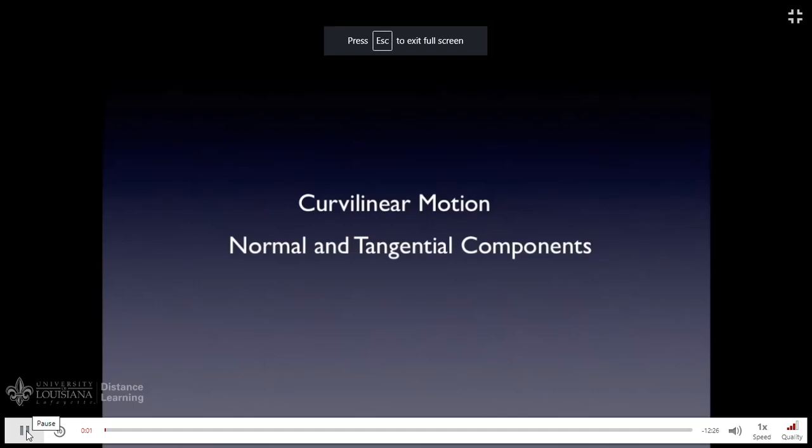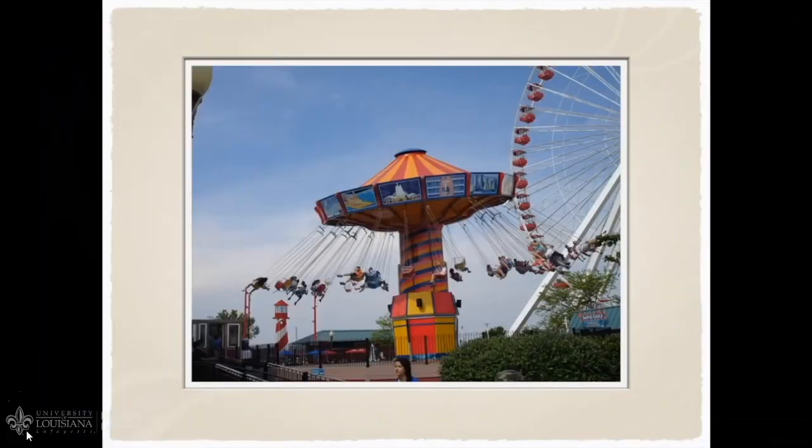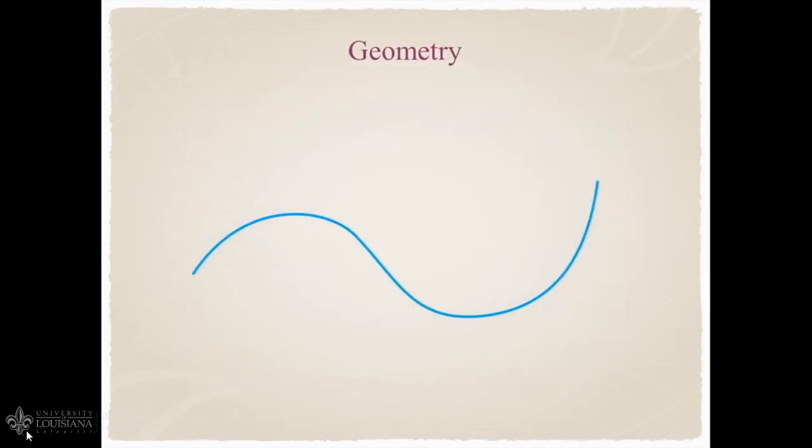In this lesson, we'll discuss curvilinear motion using normal and tangential components. Normal and tangential components are often used to study the circular motion of bodies, such as the persons on this amusement ride. Now, before we discuss these components, let's first see how they're established.